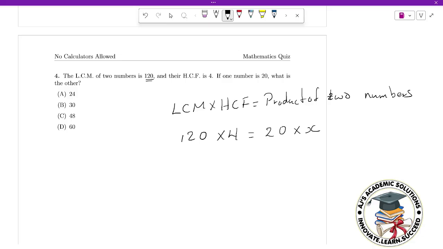So let's use x here again. So 4 times 120 is 480, is equal to 20x. So we have 480 divided by 20 is equal to x, cancelled. So 2 1s 2, 2 2s 4, 2 4s 8. So 24 is equal to x. Here we have it, it is A.